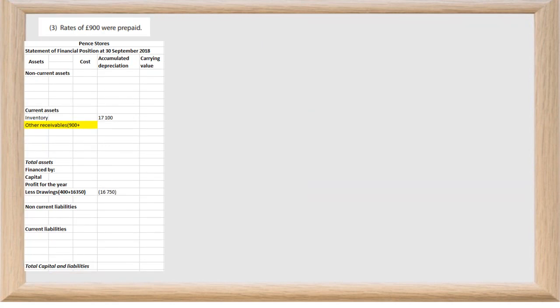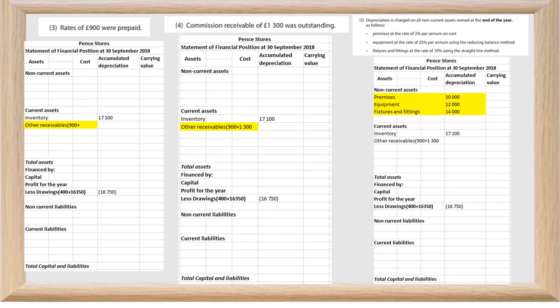Third, prepaid rates of 900 should be recorded as a current asset, since it indicates an extra payment done. In other words, it is your money with another person in terms of prepaid rates. This should be recorded as other receivables under current assets. Last additional information is on depreciation. In this case, the annual depreciation in the income statement should be added to the provision for depreciation figure in the balances, which gives the answer for the accumulated depreciation column in the SOFP.